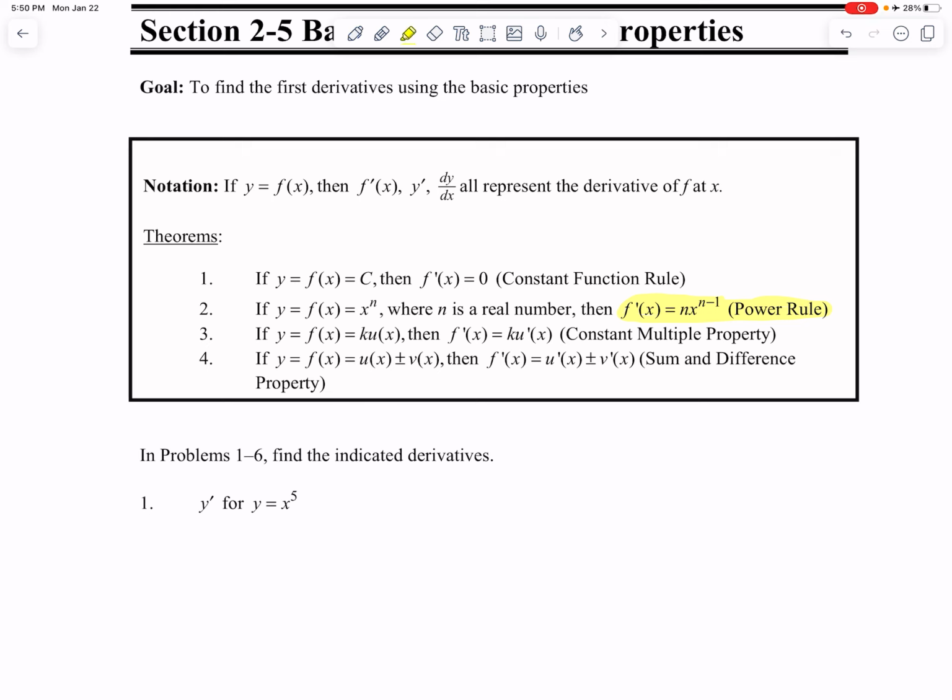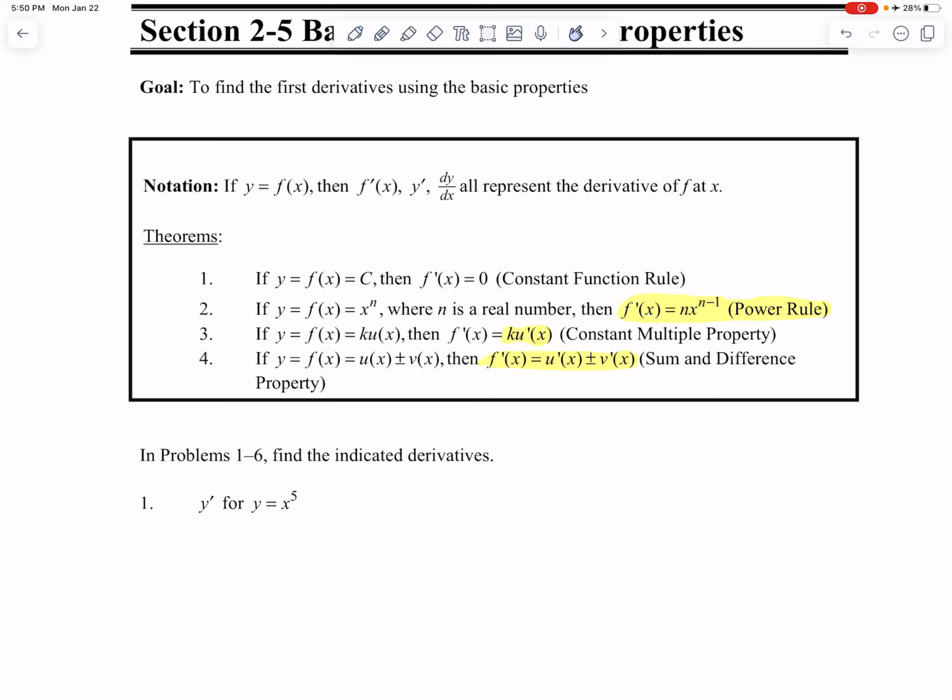Next, if we have a constant times our function, then the derivative is the constant times the derivative of our function. And if our function can be broken up into two functions, u of x plus v of x, then we can take the derivative of each one individually: u prime plus v prime.